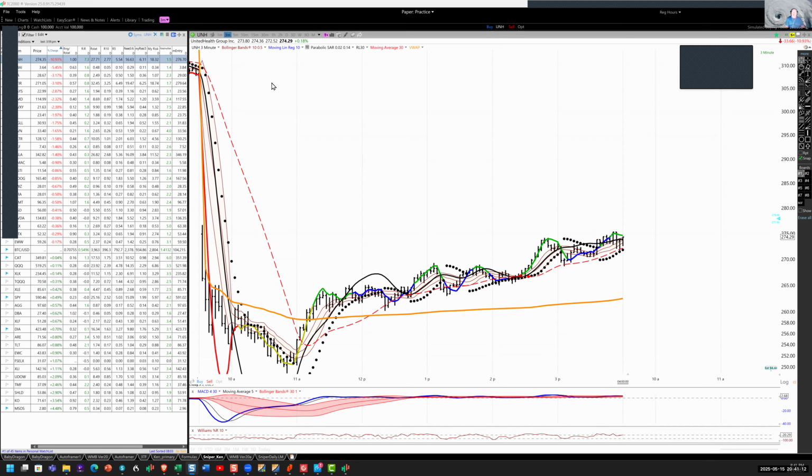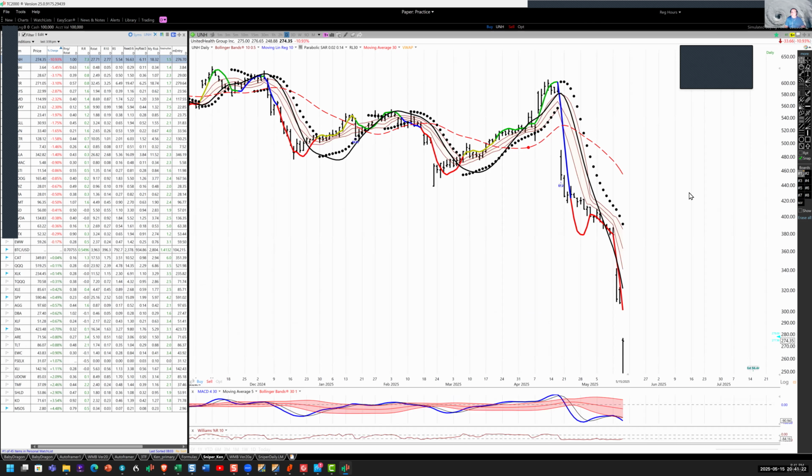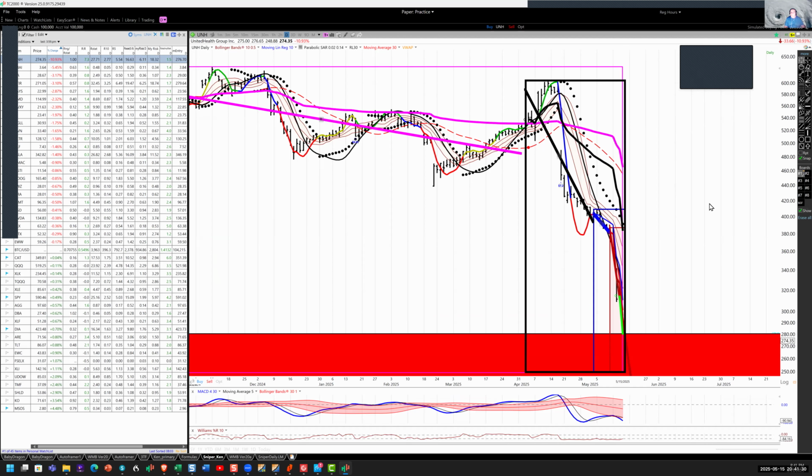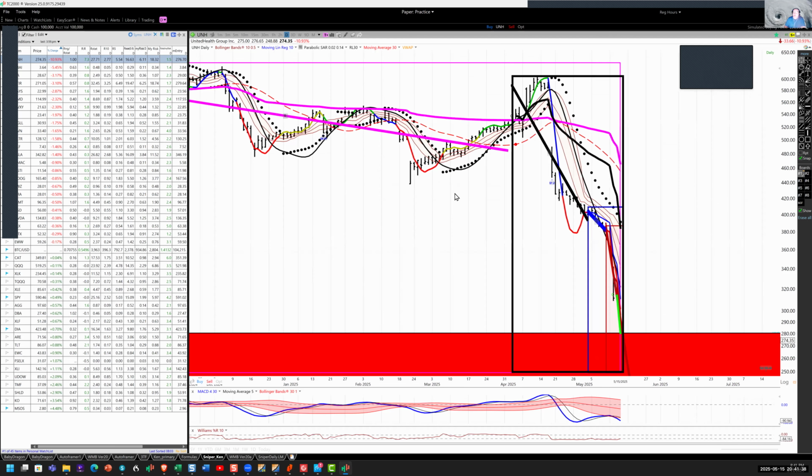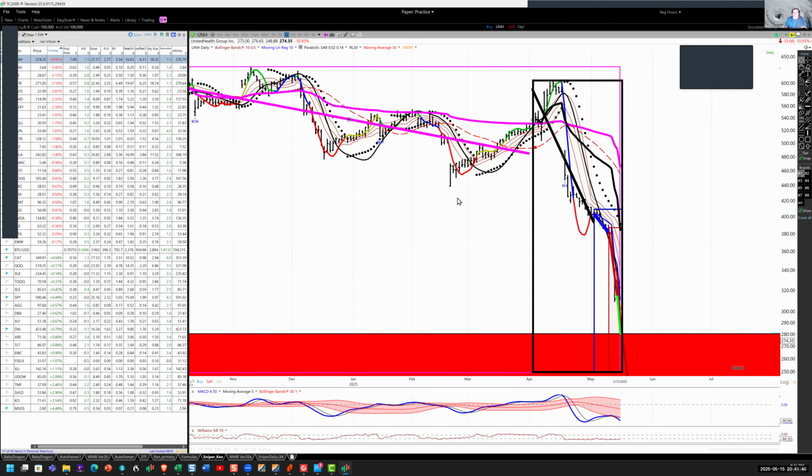So, United Health. We spent about 40 minutes last night in a coaching session talking about United Health. And this is United Health on a daily chart, daily bars, excuse me. And what I want to show is the different time frames that we consider and why United Health was on our radar screen today.